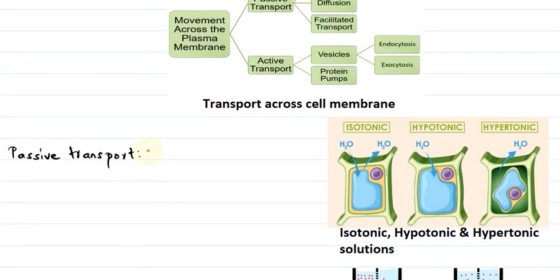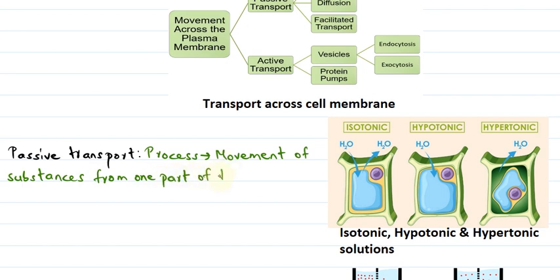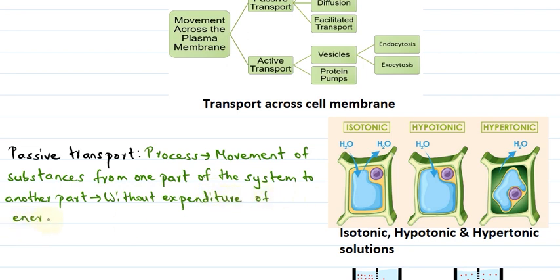Passive transport is a process. It is the movement of substances from one part of the system to another part, and this occurs without the expenditure of energy or any other special activity. So this process is known as passive transport.